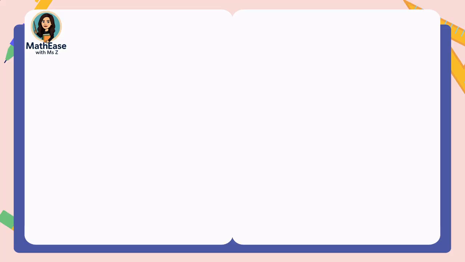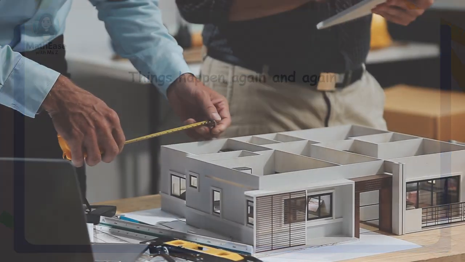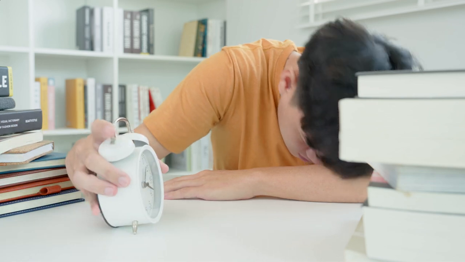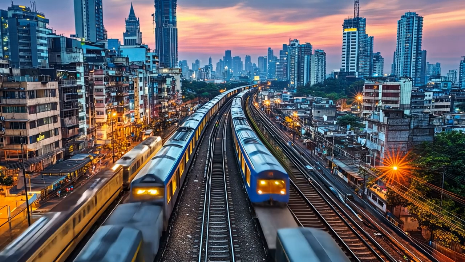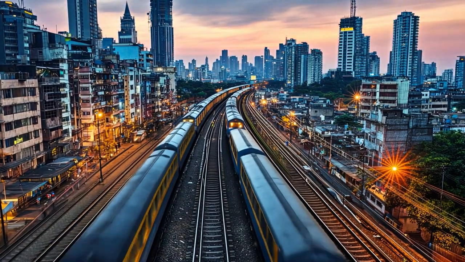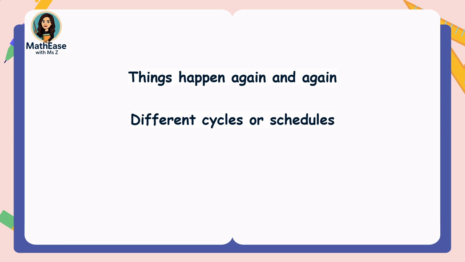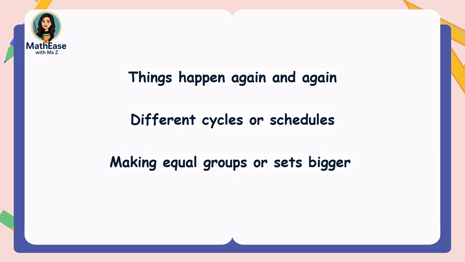The first time is when things happen again and again, like repeated events or timings. This could be anything. It could be the time two people take to do something or how alarms go off again and again after certain hours. The second time is when we have different cycles or schedules and we want to know when they'll match up. This could be a train schedule of two trains and they can ask you after how long they'll leave together at the same time. And the third time we use LCM is when we need to make equal groups or sets bigger. So, whenever you see a problem about repetition, cycles, or matching schedules, that's your clue. It's an LCM problem. So, let's solve our first word problem together.